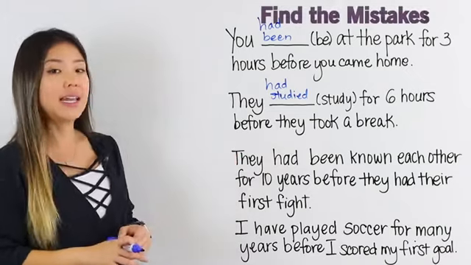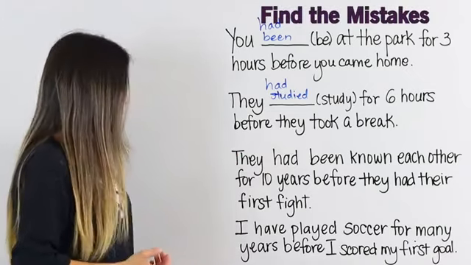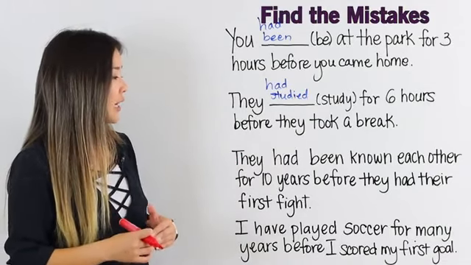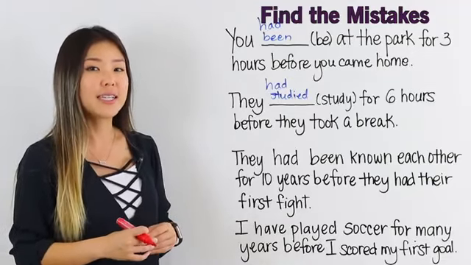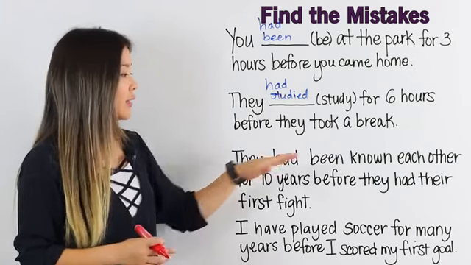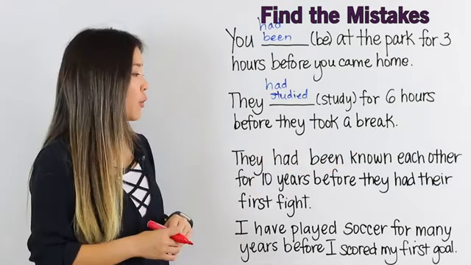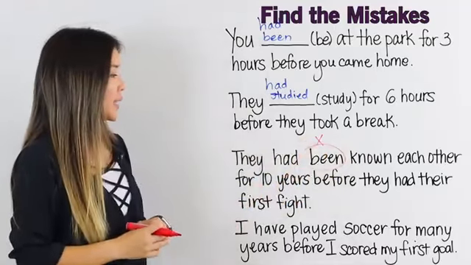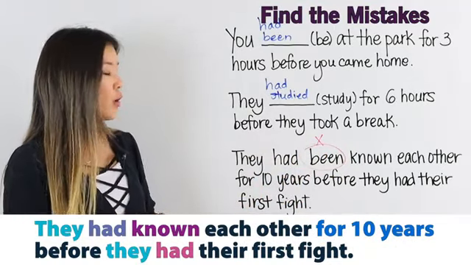Now, find the mistake in the next sentence. It's a little bit longer, so it might take you a while. They had been known each other for 10 years before they had their first fight. Can you find the mistake? Well, we have the subject and had, but check this out. There are 2 past participles here. We need to get rid of one of them. We can take out this verb and say, they had known each other for 10 years before they had their first fight.